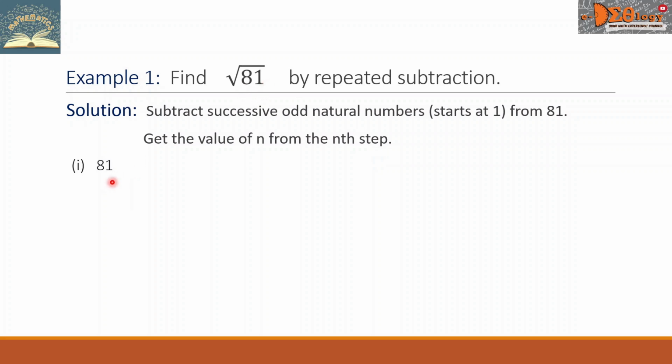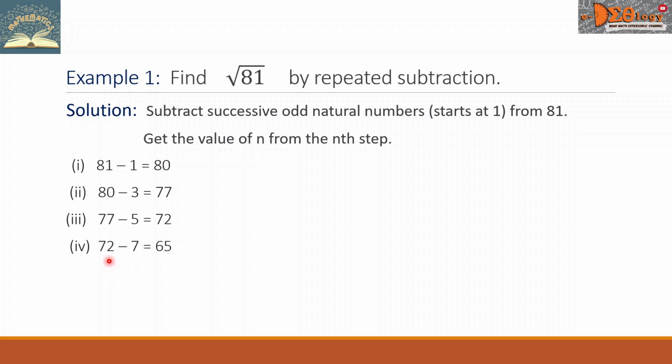So we copy this 81 down here, then minus 1. This is the first step. And the difference is 80. Then this 80 we subtract by the next odd natural number, which is 3. 80 minus 3 is 77. We take 77 minus the next odd natural number, which is 5. 77 minus 5 equals 72.